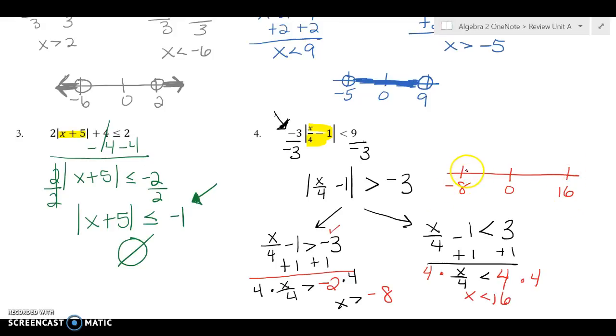So at negative 8, it's an open circle to the right. And at 16, it's an open circle to the left, so it makes a barbell. So the big thing to remember here is that absolute values cannot be less than a negative. If you have a negative, it must be greater than a negative.